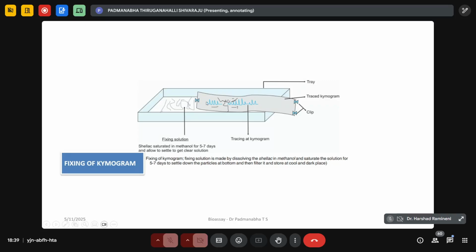This is how the tray is maintained. This tray is used for the fixing solution, which is made of shellac in methanol, and you allow this solution to stand for 5 to 7 days so that it can settle. All the particles will settle at the bottom, and you filter and use the solution. This paper clip is for the chymogram recording and is attached to the chymogram when you are recording. Once the experiment is done, you remove it and here you can see the responses. These responses have to be fixed using the shellac in methanol solution.